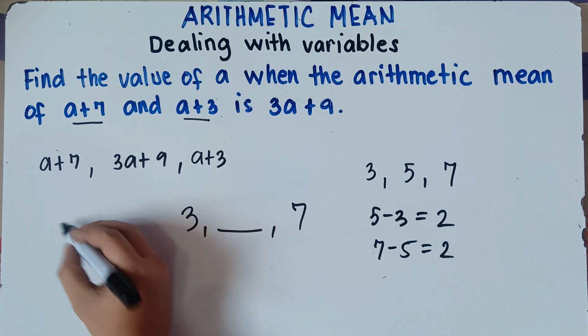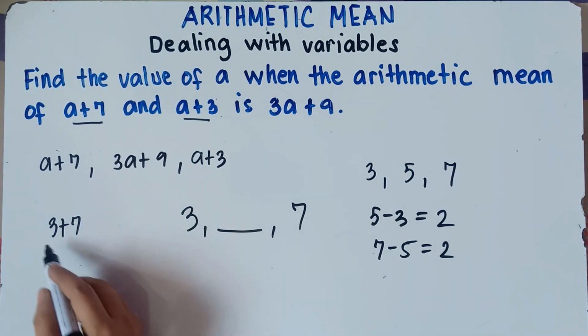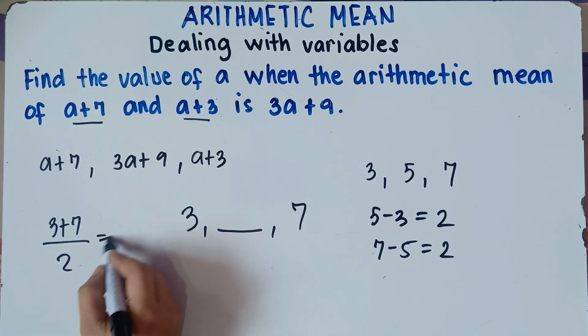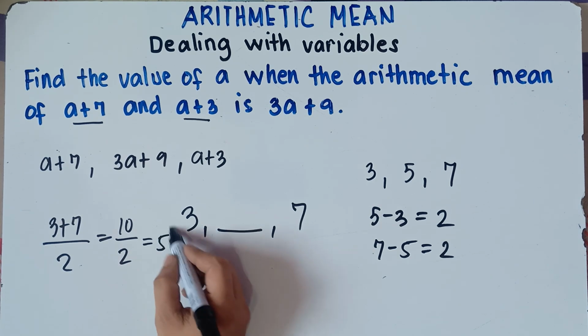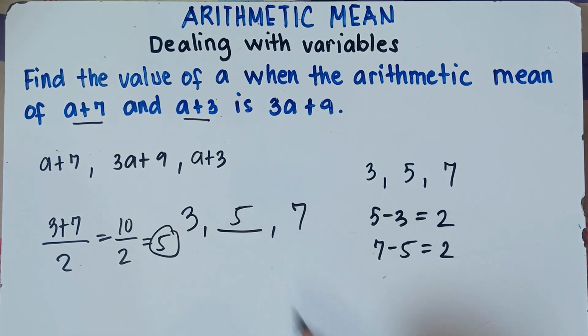So 3 plus 7, and then we divide it by 2. 3 plus 7 is 10. 10 divided by 2 is 5. So the answer is 5.